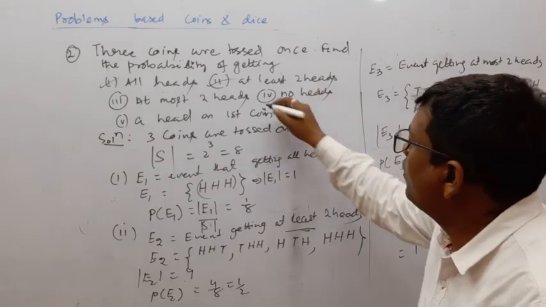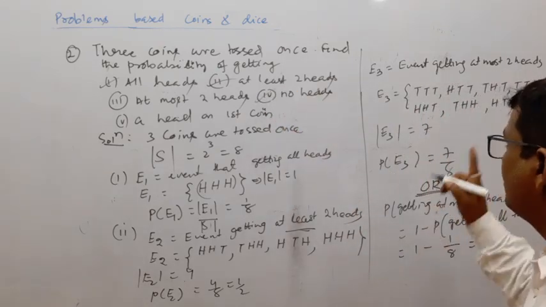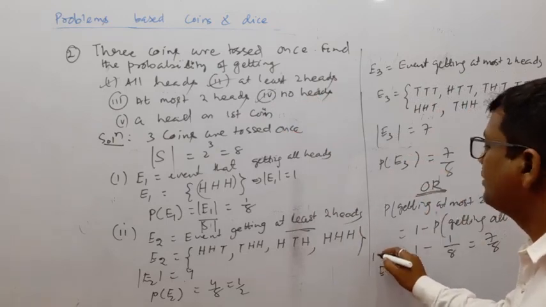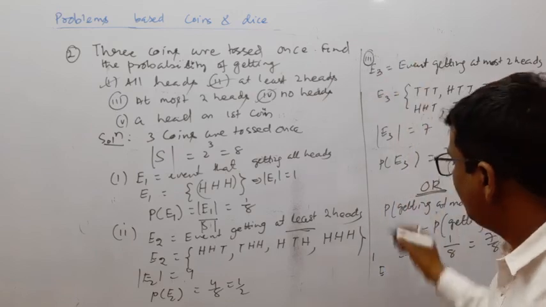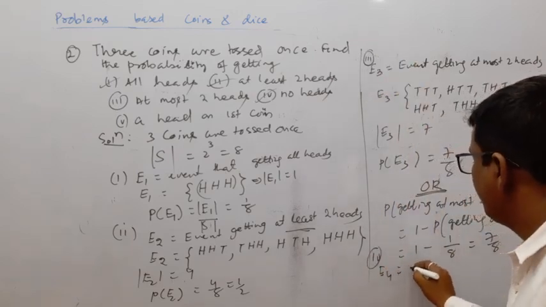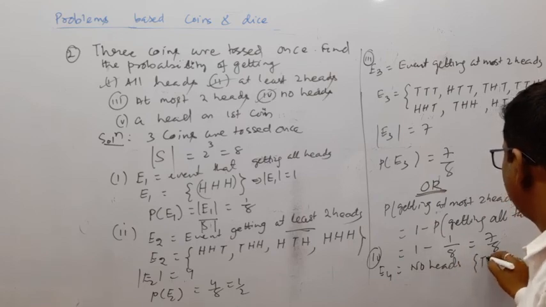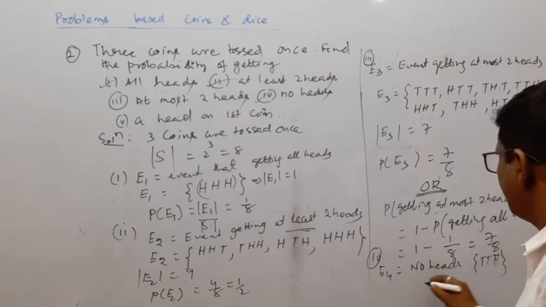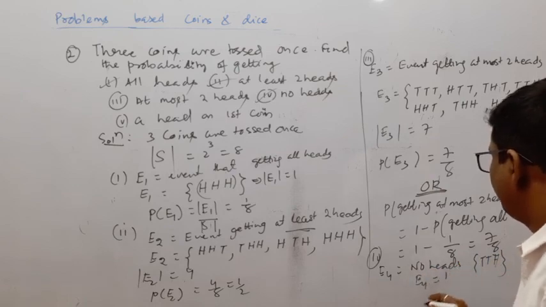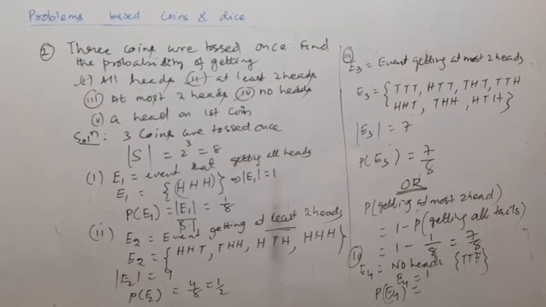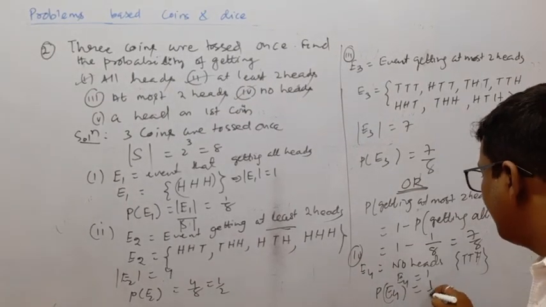Then no heads. That was the third bit, and the fourth bit is E4, equal to the event of no heads. No heads means all tails, TTT. How many cases are there? Only one case. E4 is equal to 1. So the probability of E4 is equal to 1 by 8.